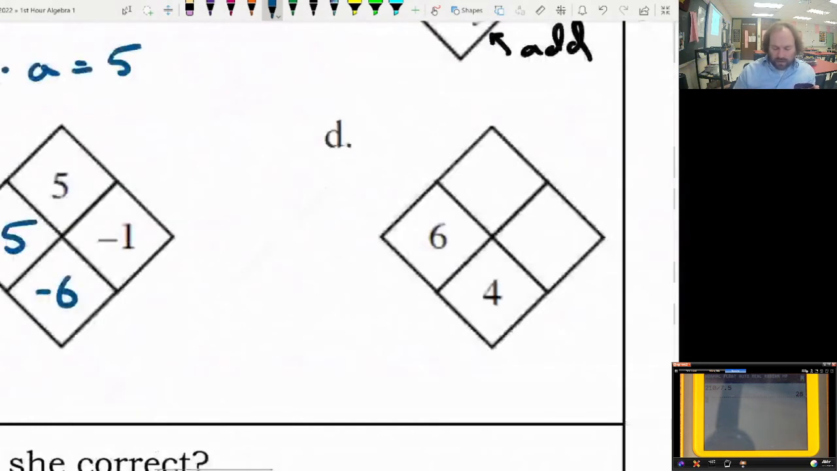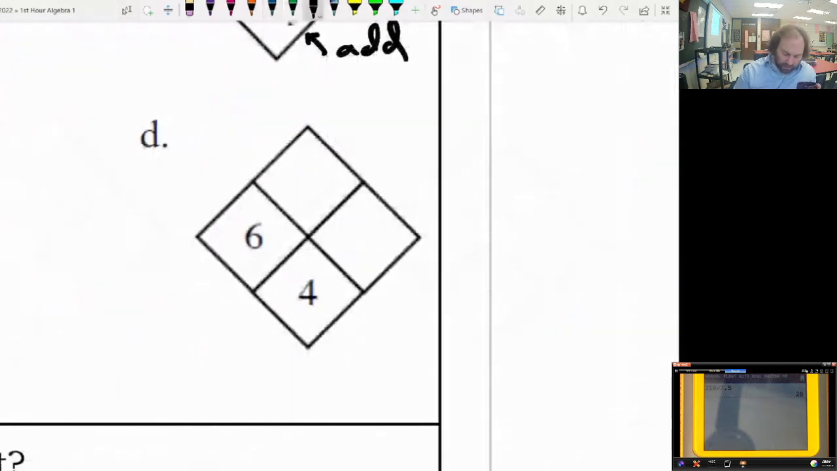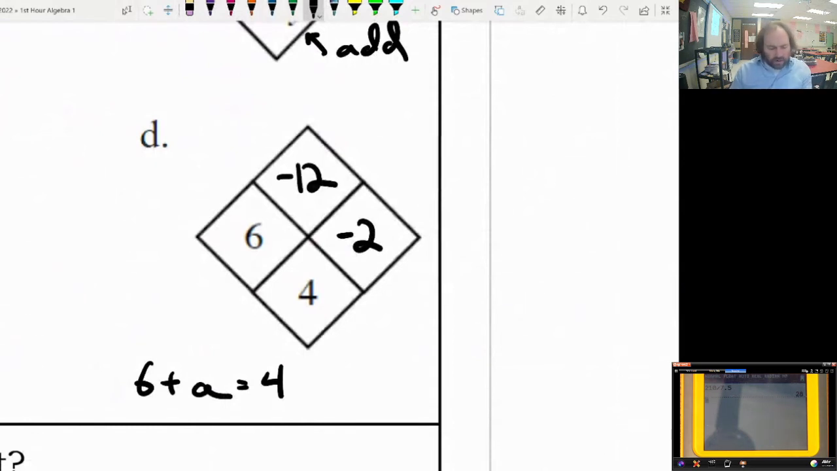Question D, now again, we're looking at an adding problem. 6 plus what number is equal to 4? Let me make that an A or something. 6 plus what is -4? This has got to be -2. And then 6 times -2 is -12. Stay sharp on these skills. They are valuable later.